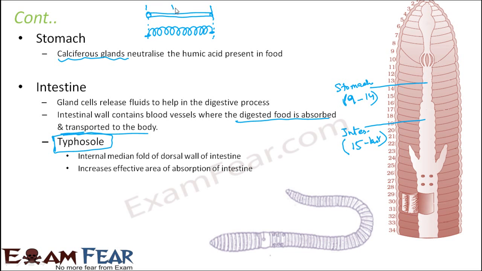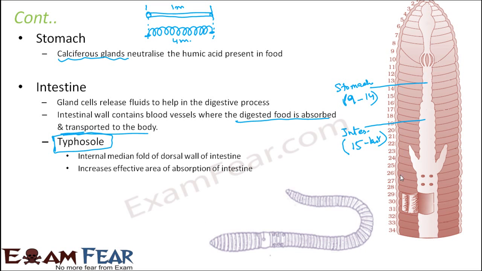Let us suppose if this length was 1 meter, then this length would be maybe 4 meters. So that means the effective length is increasing, the effective area of absorption will also increase. So the similar thing is happening here. Here you cannot increase the intestine in length because everything else is fixed. So what you can do is you can make folds of the wall of the intestine so that the area of absorption increases and more digested food can be absorbed. So typhlosole is this folded wall of the intestine.